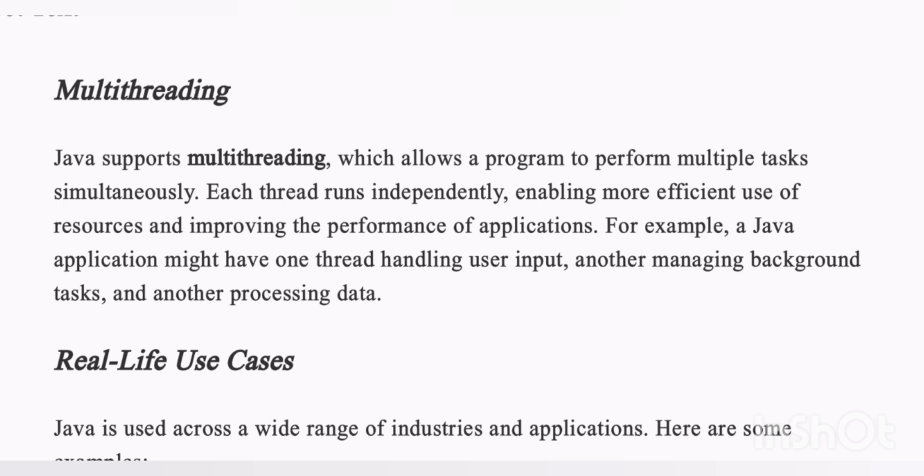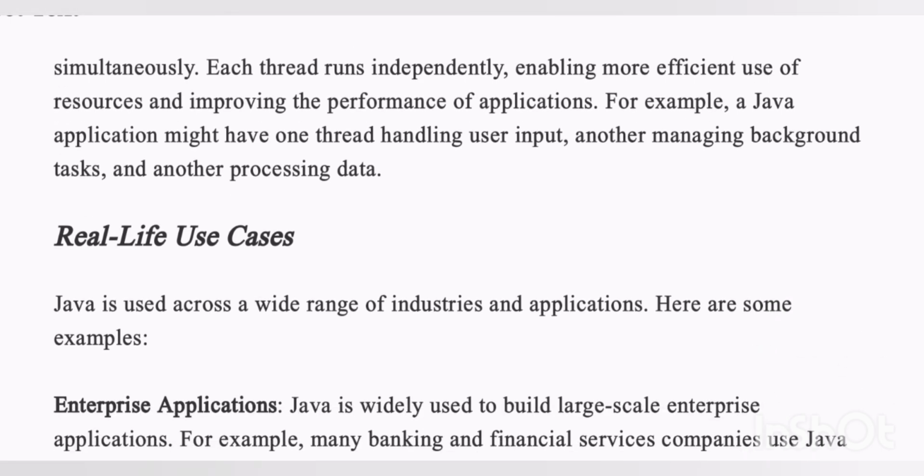Multithreading. Java supports multithreading, which allows a program to perform multiple tasks simultaneously. Each thread runs independently, enabling more efficient use of resources and improving the performance of applications. For example, a Java application might have one thread handling user input, another managing background tasks, and another processing data.